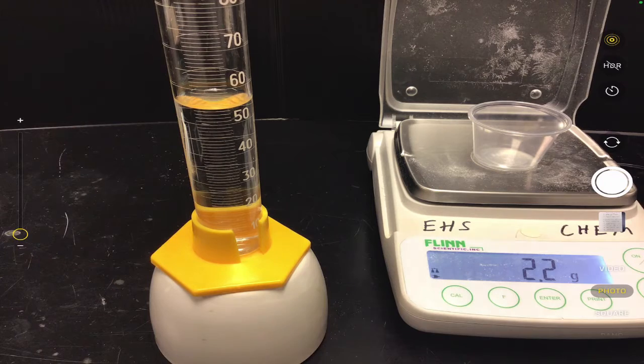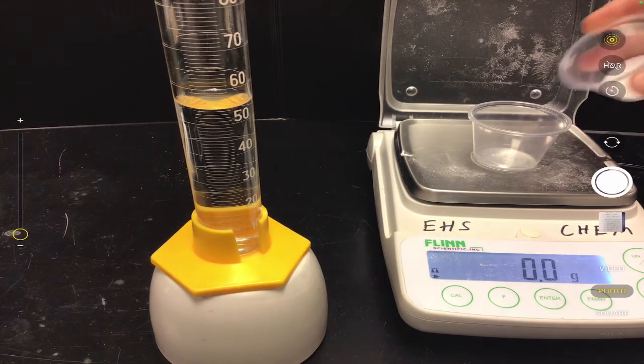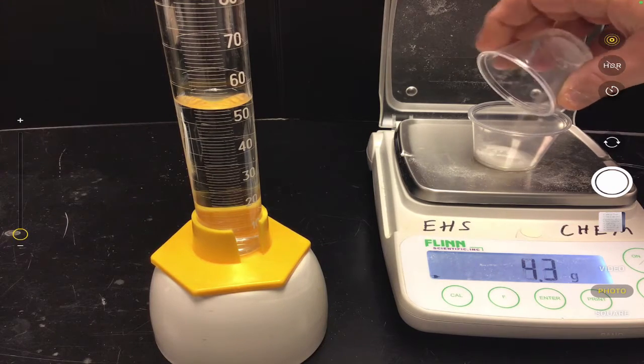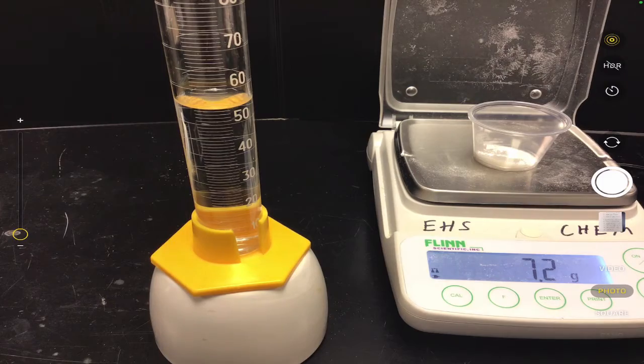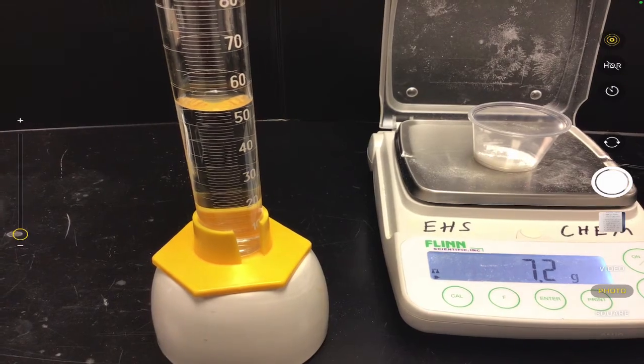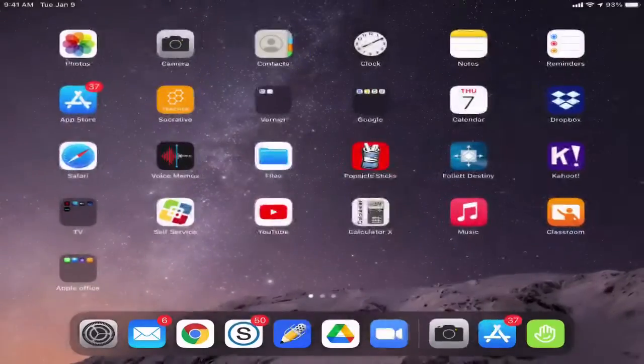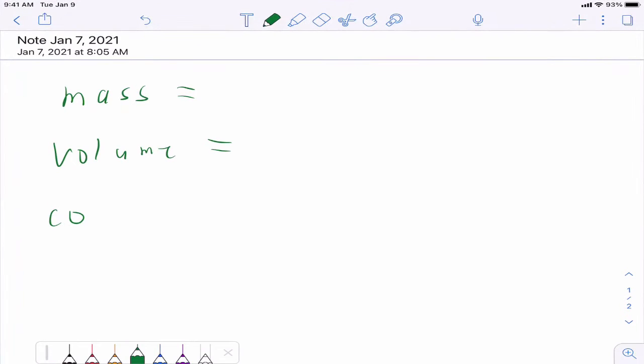So I put an empty container on my balance. I'm going to hit the 0 button to zero it back to 0. Then I'm going to add my sugar, because this is what's going to be dissolved. Get that all in there. And I get 7.2 grams, okay? So at 7.2 grams, that's going to be my mass. So we're going to record that as 7.2 grams, okay, as my mass.